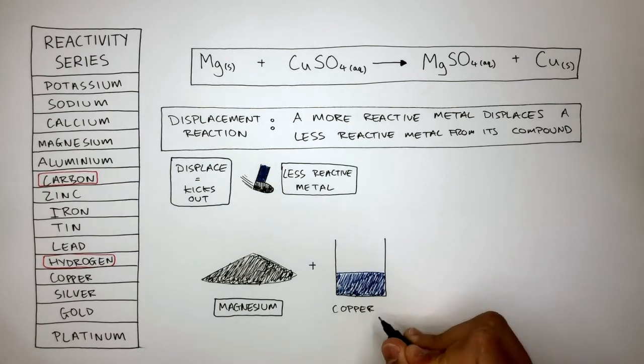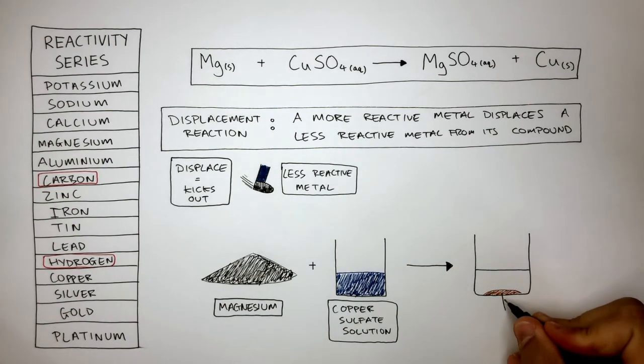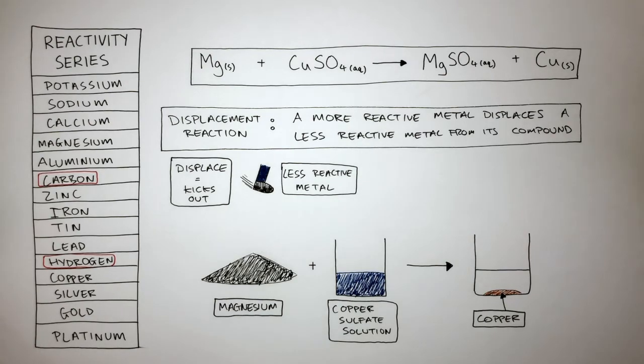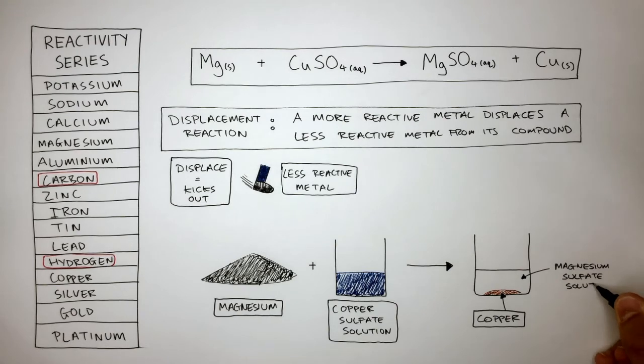reacting with copper sulfate solution. So when the magnesium reacts with the blue copper sulfate solution, they react to form orangey brown solid copper, which settles at the bottom, and a colorless magnesium sulfate solution.